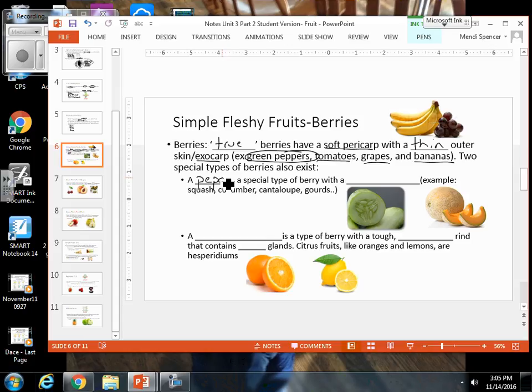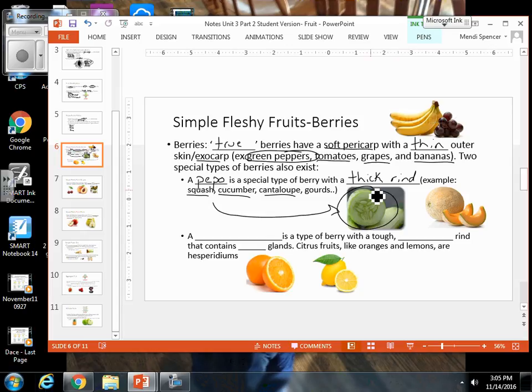So a pepo is a type of berry with a very thick rind. So, examples of pepo berries are squashes, like zucchini, which I have a picture of here, cucumber, cantaloupe, watermelon, gourds. Those are pepos.